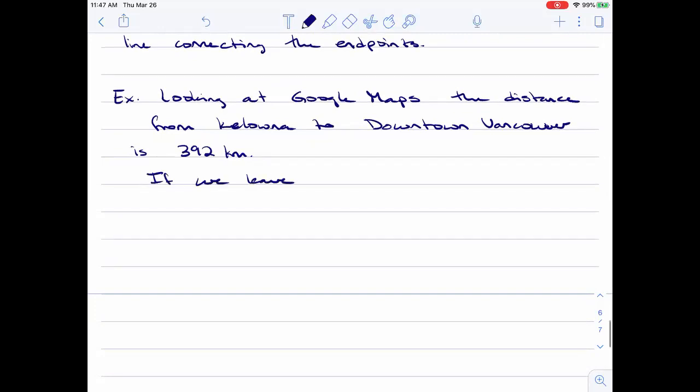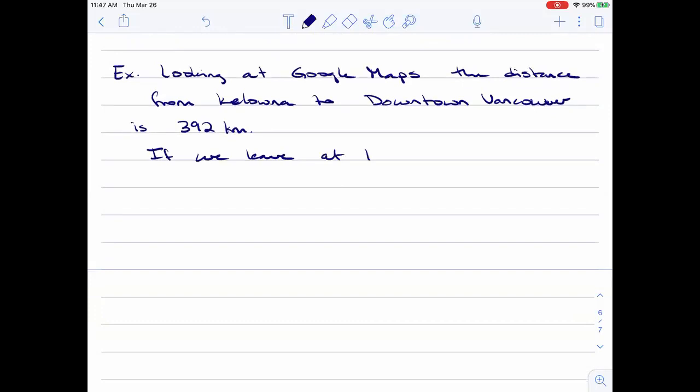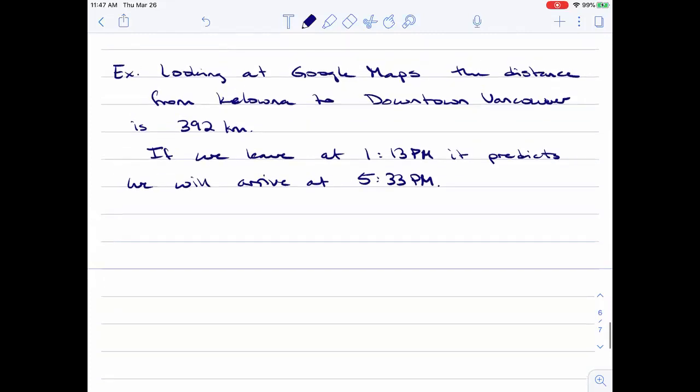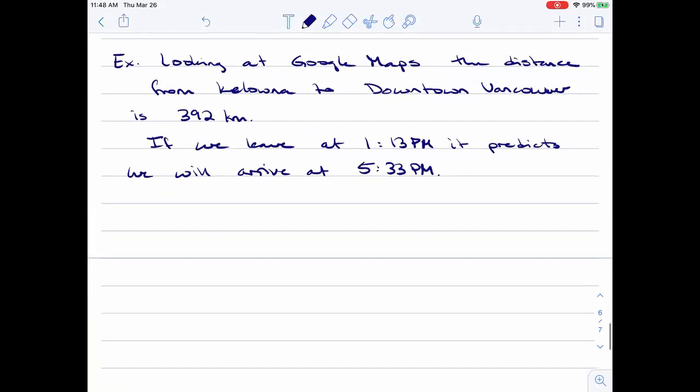If we leave at 1:13 p.m., it predicts we will arrive at 5:33 p.m. Pretty fast, if you ask me, but whatever. What we might want to know is the average speed, and then we can look at how we're able to drive all the way down.